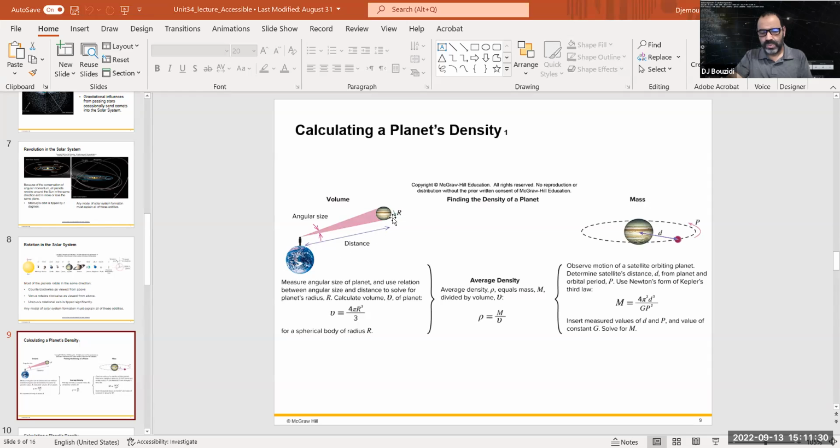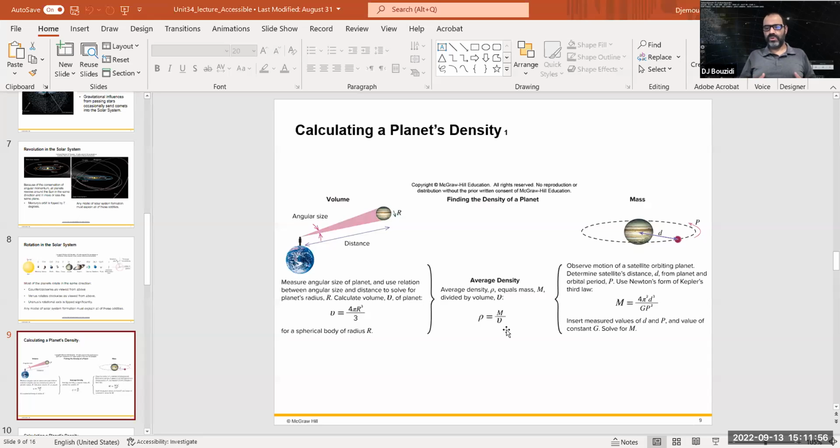Also, based on observations, we can find its radius. Once we find its radius, we know its volume using this formula from plane geometry for the volume of a sphere: 4 times pi, pi is just a number, 3.14, divided by 3, times the radius cubed. Divide the two, and now you know its density. Then you can go and tell people, hey, I know what Jupiter is made up of.